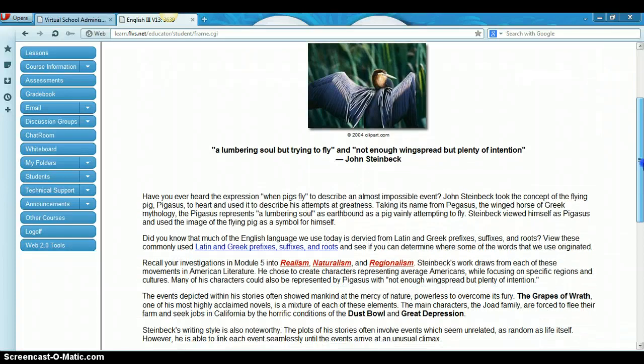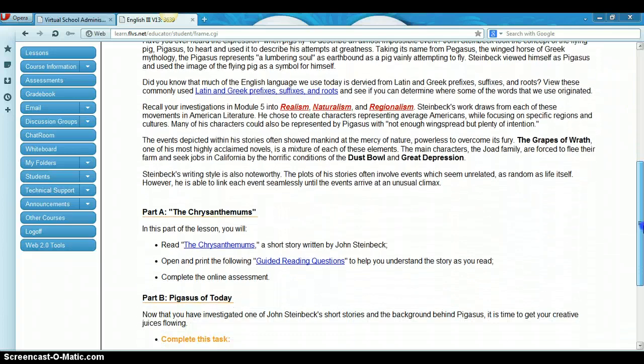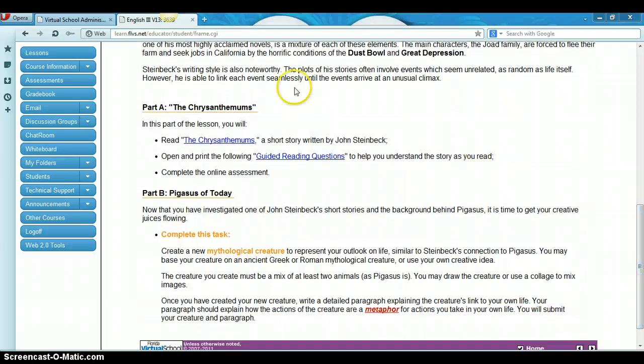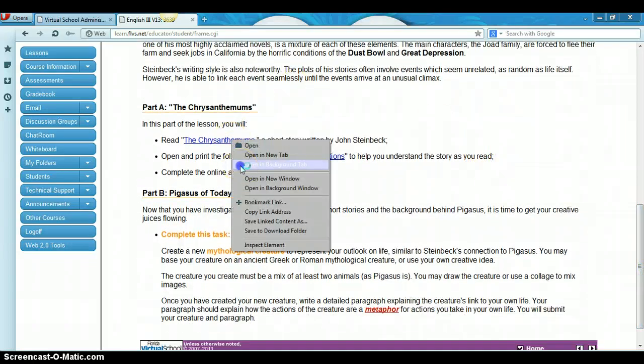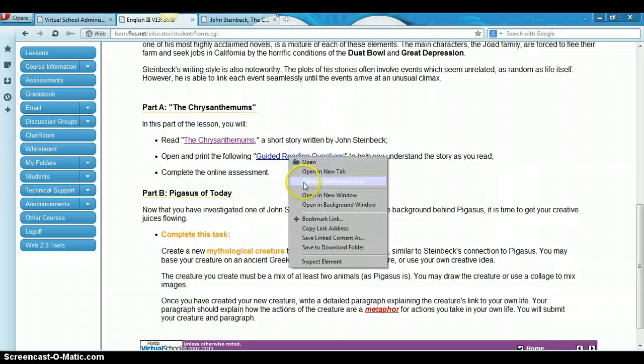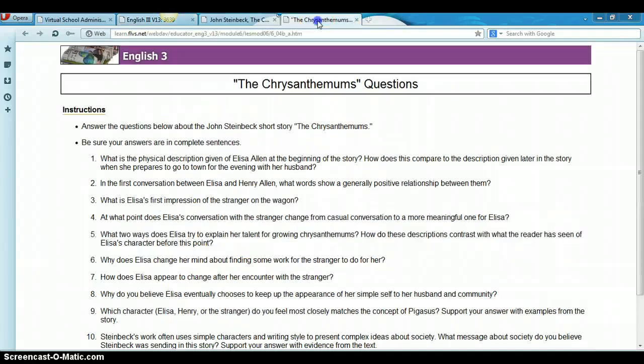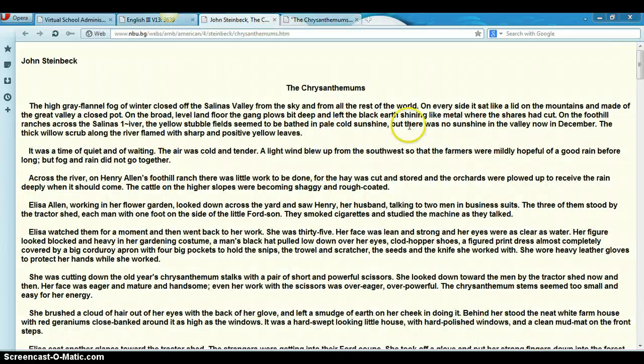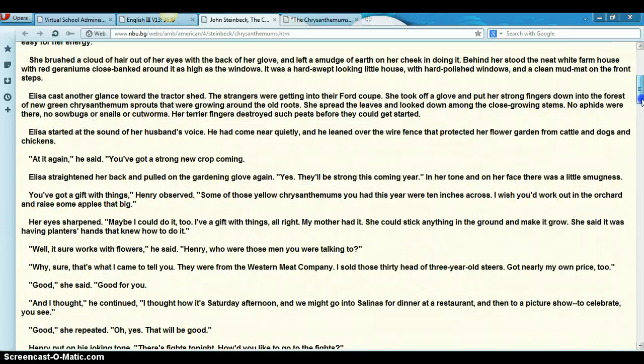Okay. What you're going to do is go through this information. For Part A of the lesson, you are going to read The Chrysanthemums, and then you're going to answer the guided reading questions as you go. So here is a copy of the story.